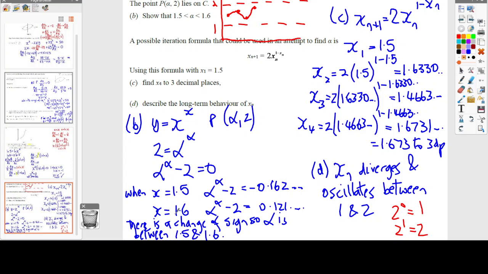When we substitute in alpha being 1.6, we get a positive root. So because there is a change of sign, we can conclude that alpha is between 1.5 and 1.6.